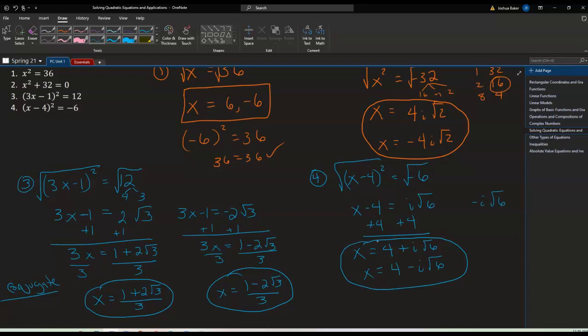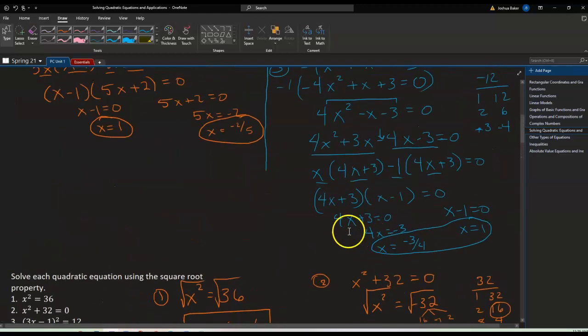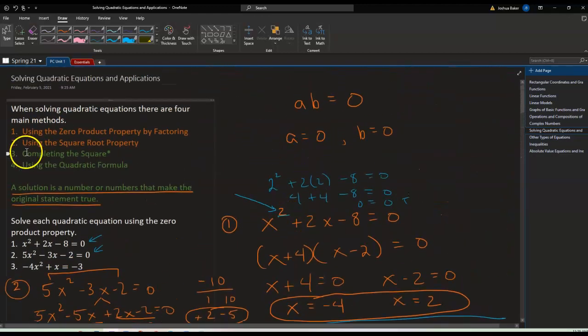Now, you can force it, which is actually what we're going to learn next. That's called completing the square. So I'm going to come back up here. The two orange ones do not always work. They've got to be set up just right. You got to be able to factor it, or it's got to be set up to use the square root property. Completing the square and the quadratic formula, they will always work no matter what.